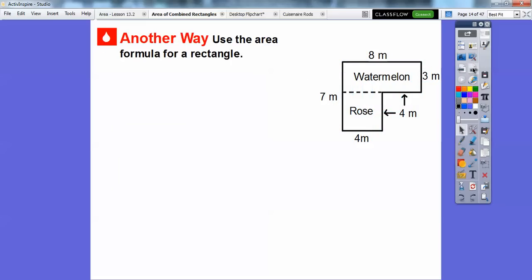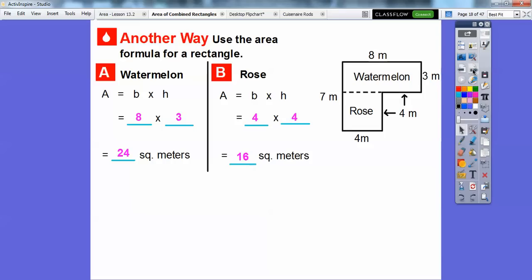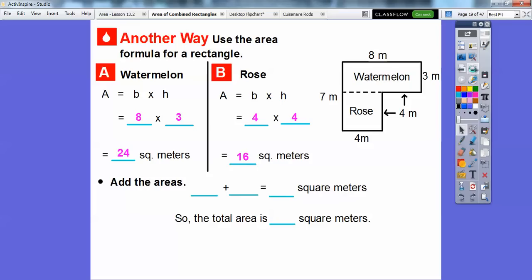Another way is to use our area formula, base times height, for each rectangle. Filling in base times height, this is 8 times 3, and this little piece is 4 times 4. The area of 8 times 3 is 24, and the area of 4 times 4 is 16. If we add 24 and 16 together, we still get 40. So the total area is still 40 square meters.